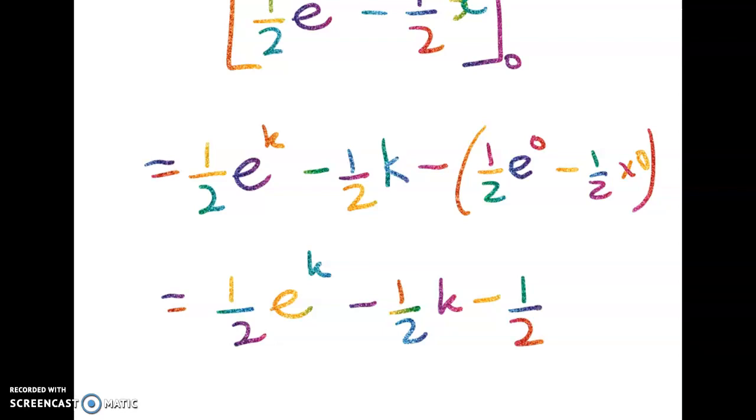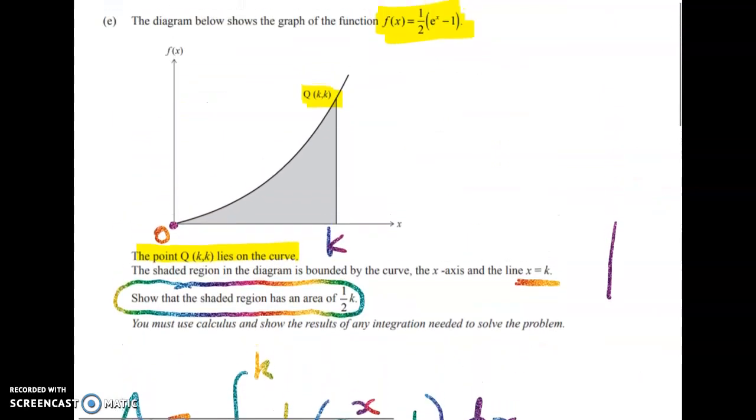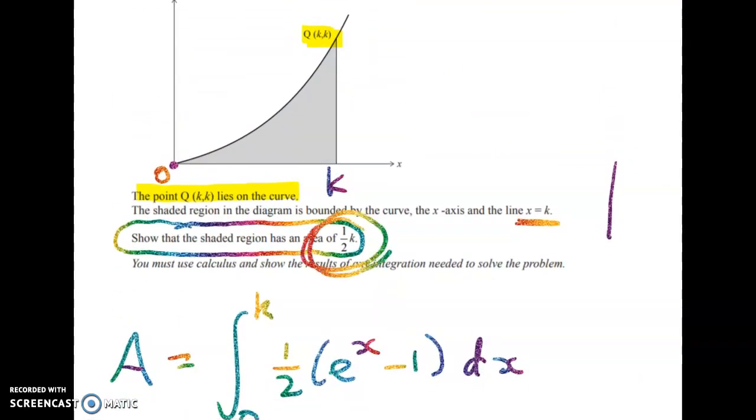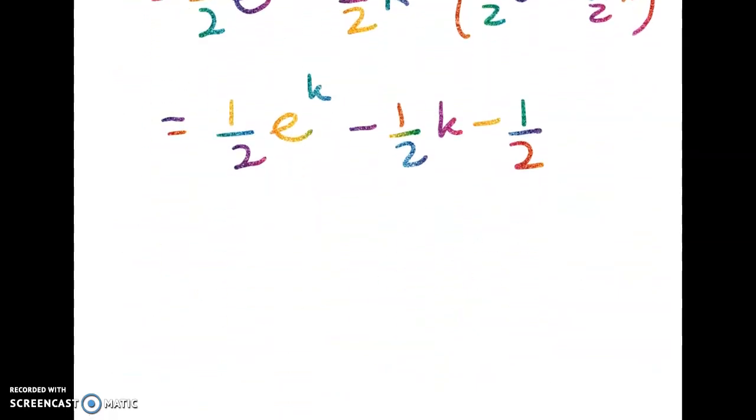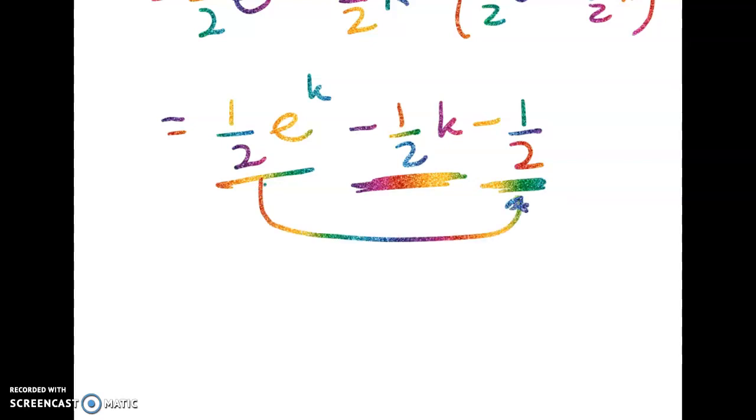So the problem is that we haven't got what we wanted to get. We wanted to show that the shaded area had an area of a half k. But our shaded region has got an area of negative a half k, plus this extra stuff here. So what we have to do is to use one more fact in the question to somehow link up these two bits and get the answer that we want.